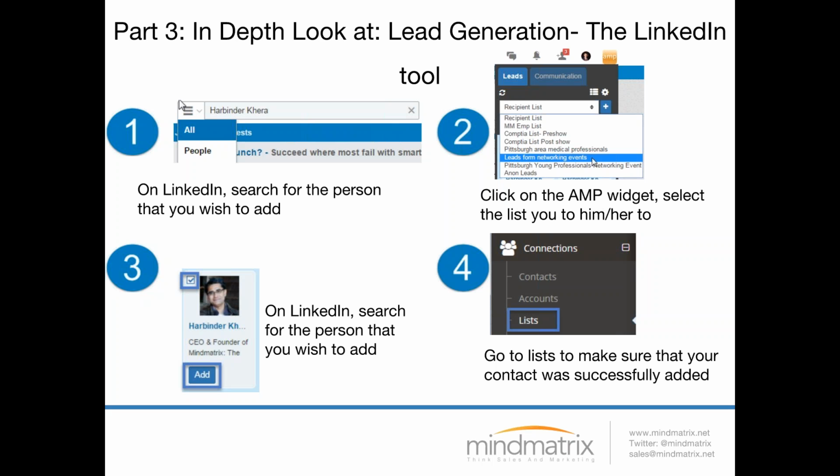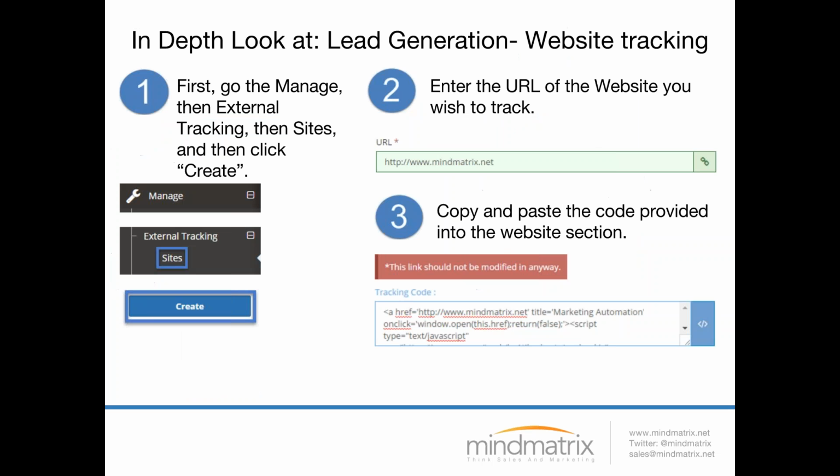When you are finished, you can go back to the Mindmatrix platform and look at the list section to make sure that all contacts were properly imported. The next 3 methods we're going to discuss don't allow you to seek out individuals. Instead, they allow you to capture the contact information of individuals that are coming to you. We'll start by talking about website tracking.